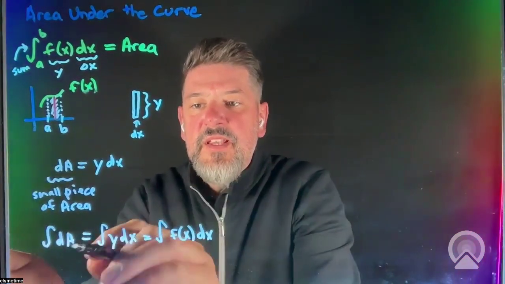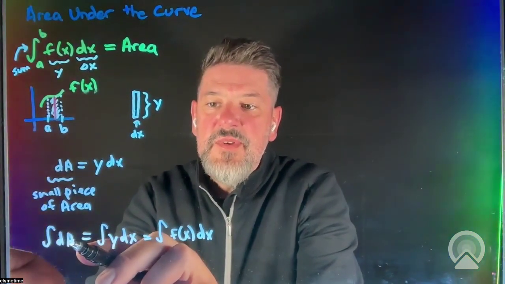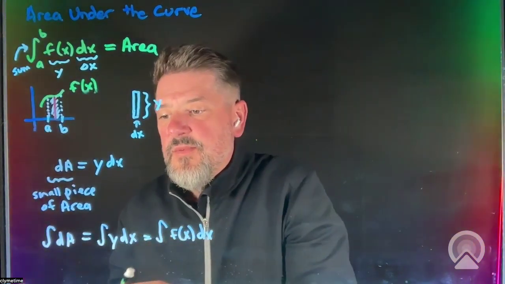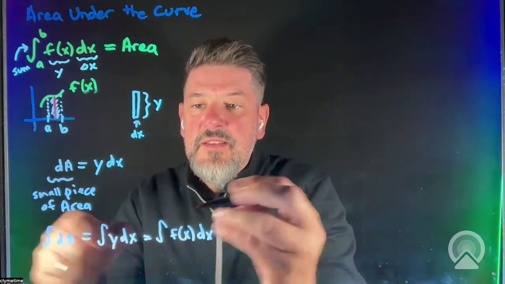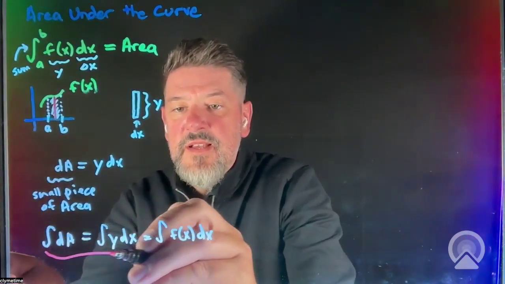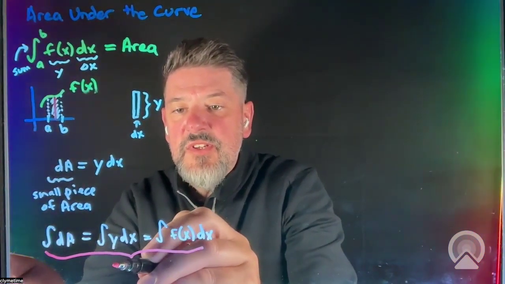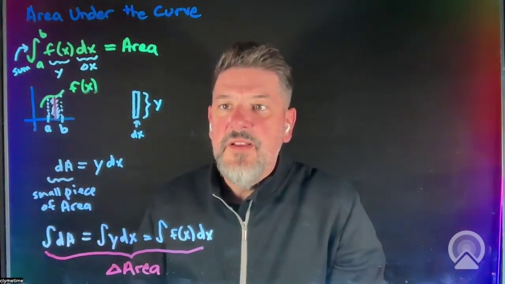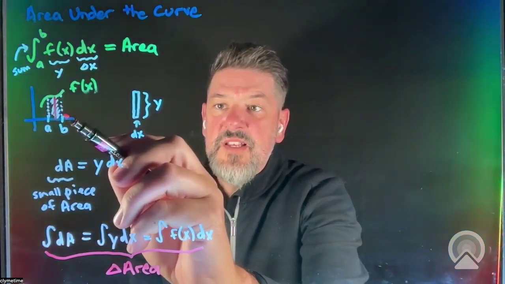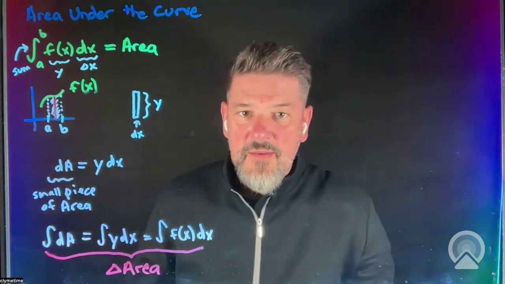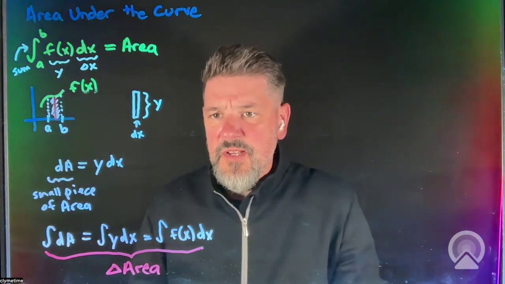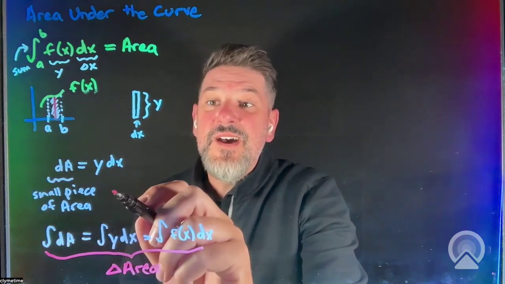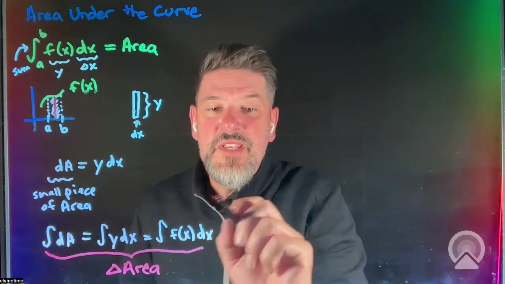And because it's an infinite sum of little tiny pieces of area, you end up with the overall area. This is what we'd call, it's not the actual area, we'd call it the change in area. So this right here is positive area. If we had negative area, the overall change in area could be zero, because you can have positive and you can have negative.